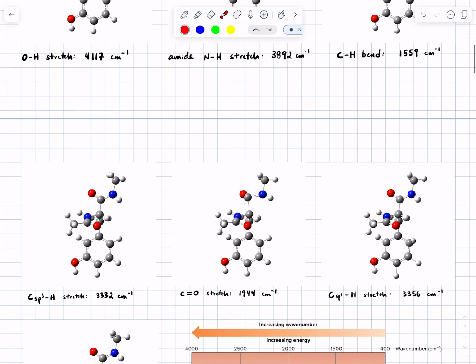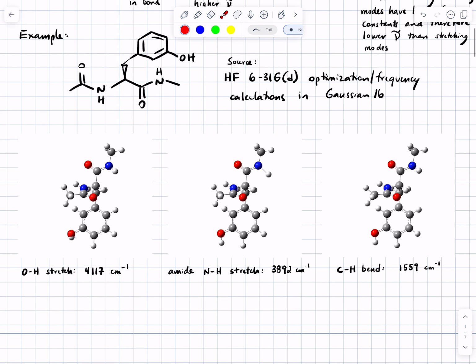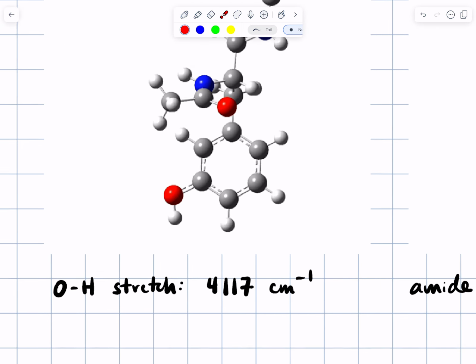Okay, let me give you some examples of types of vibration. These are from calculations I did on a molecule we were interested in, and it'll actually show you all the vibrational modes that are allowed for the molecule. This is just an animation of which bond is vibrating.